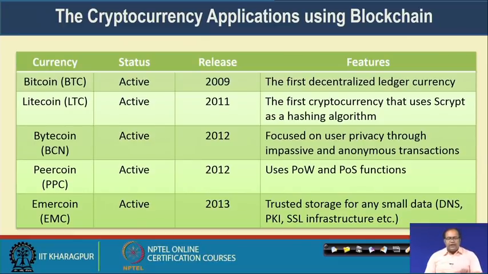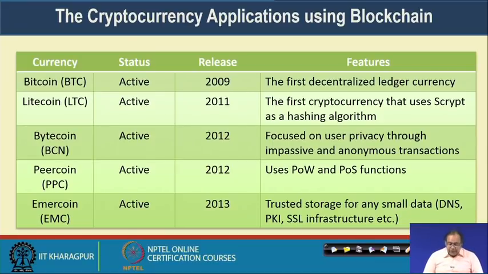So, in 2011 we had another cryptocurrency called Litecoin, which used a hashing algorithm called scrypt, a lightweight hashing algorithm. Then in 2012 there is another cryptocurrency, which focused on user privacy through anonymous transactions. In standard Bitcoin all the transactions are visible, but in that case they have designed a way to hide the transaction, but still a mechanism to validate the transactions.